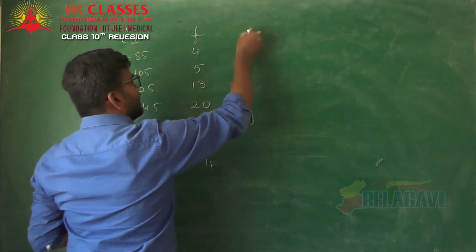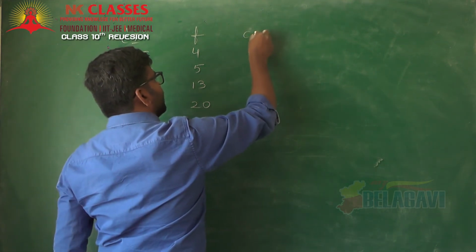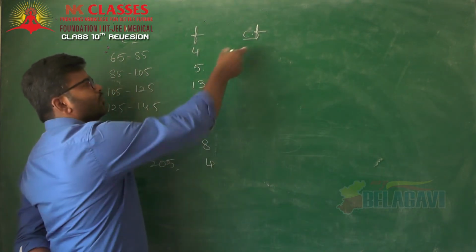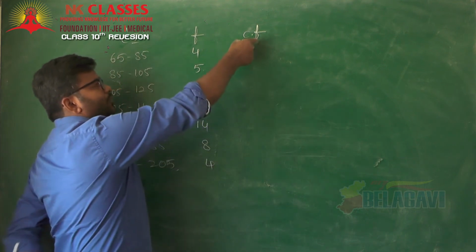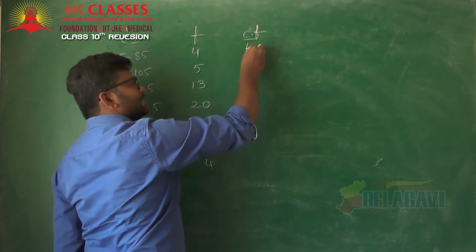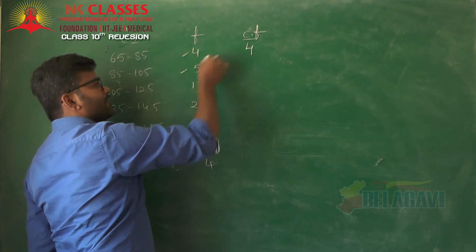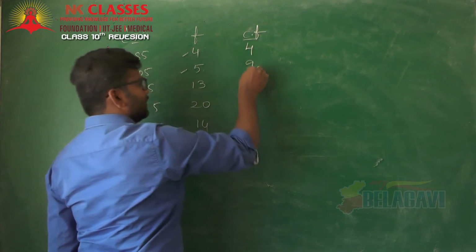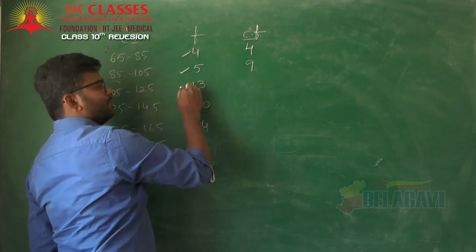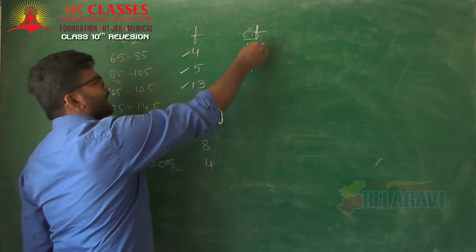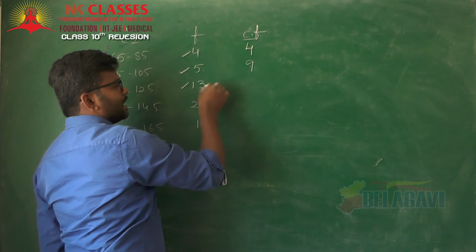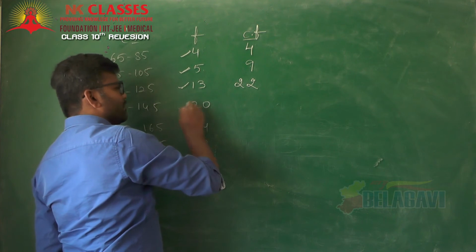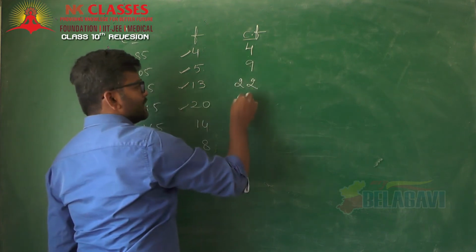Here, to calculate the median, we need to calculate cumulative frequency. To calculate cumulative frequency, we will take the first observation frequency as it is. First frequency plus second frequency will be the cumulative frequency of the second interval, that is 4 plus 5 is 9. First plus second plus third frequency will be the cumulative frequency for the third interval, that is 13 plus 9 is 22. First, second, third and fourth will be the fourth cumulative frequency, that is 42.